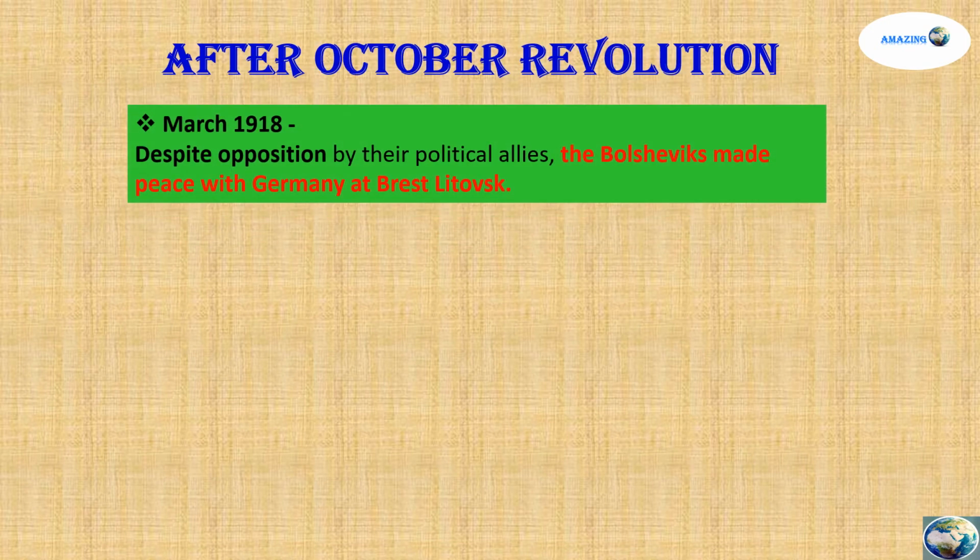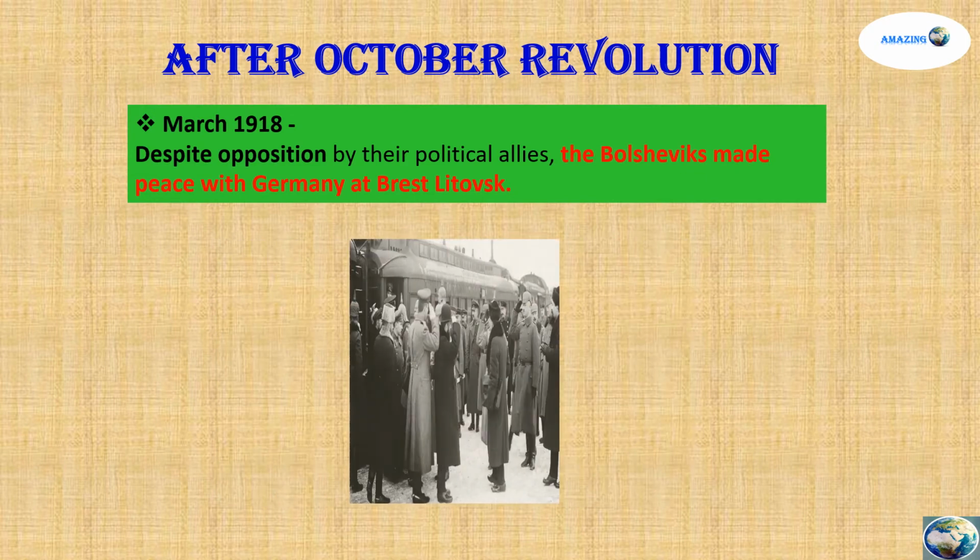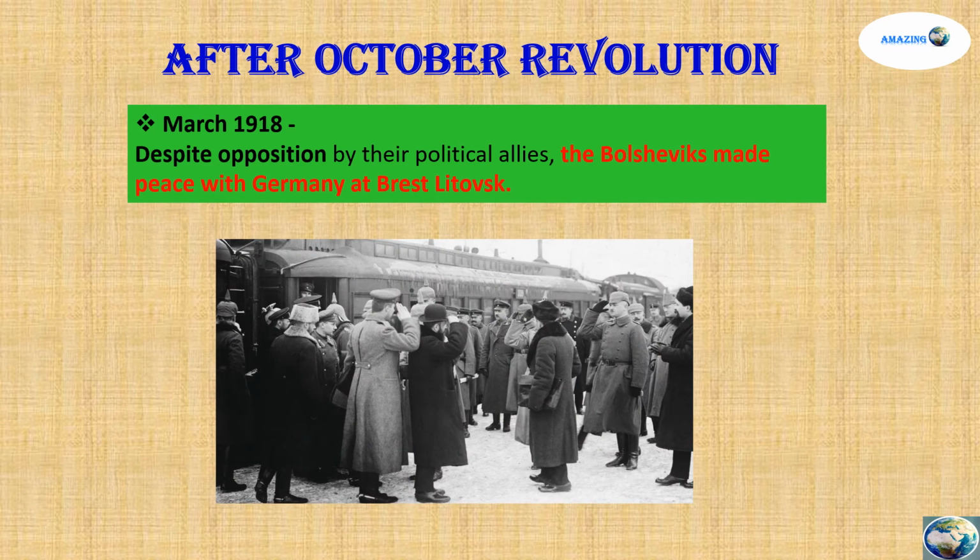In the earlier slide, we learned that Lenin had dissolved parliament, but by March 1918, despite the opposition of the political allies, Lenin, that is the Bolsheviks, made peace with Germany at Brest-Litovsk. This was one of the demands that Lenin made in the April Theses, and so we see that Lenin fulfilled all the April Theses: nationalizing banks, stopping war, and peasants getting back the land from the nobility.